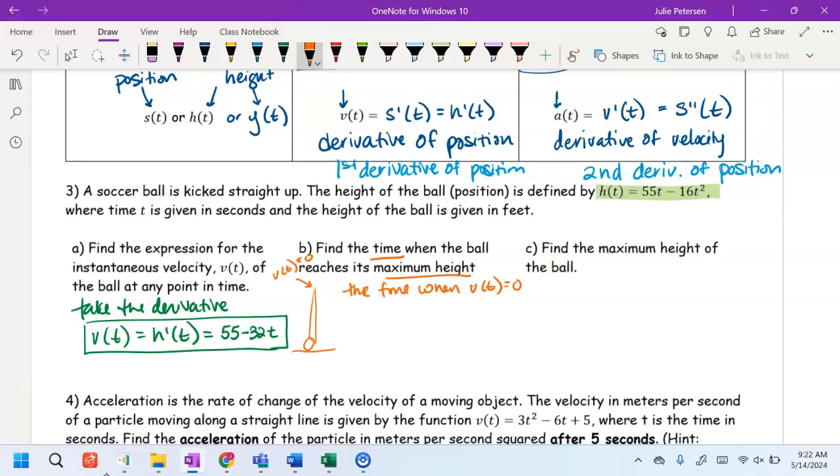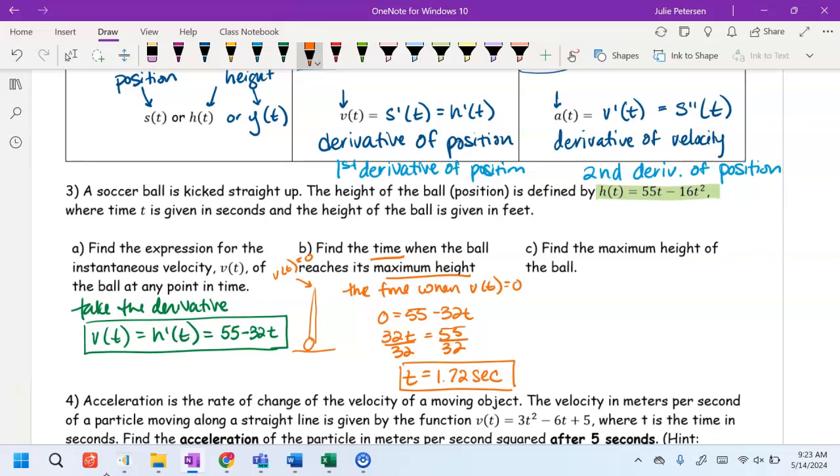So we have our v of t function, and we're going to set it equal to 0. So I'm going to say 0 equals 55 minus 32t. And then we'll just do this algebra style. Add the 32t, divide by 32. And then when you put that in your calculator, we get the time is, if we round it to the nearest hundredth, 1.72 seconds. So the ball's kicked up at 1.72 seconds. That's when it starts turning and coming back down.